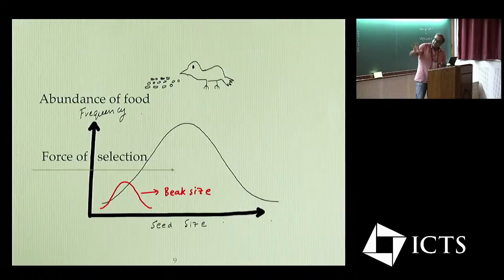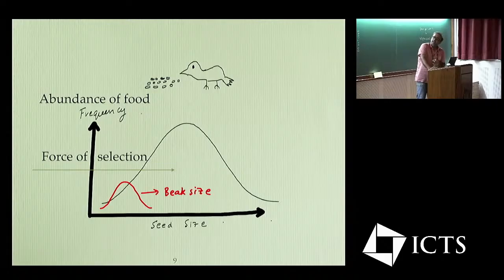That is something I drew. On the x-axis is my trait, which is the type of food, the size of the seed, and this black curve is the frequency of the food. At a particular size of food, there is maximum frequency of that food. And this is the size of the beak. This is the population distribution of a species of one bird, and that's the beak size, so to speak.